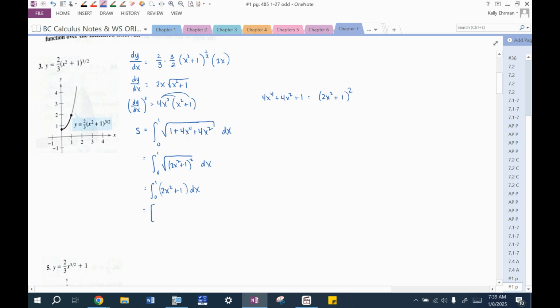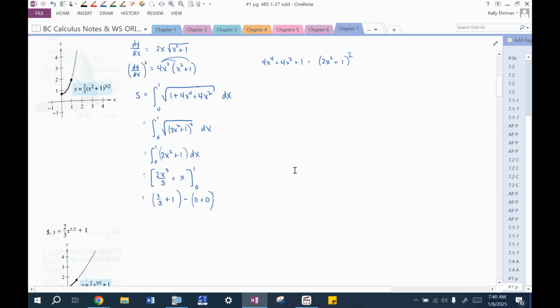So x squared becomes x to the third over 3. So 2x to the third over 3. 1 becomes plus x. Evaluate from 0 to 1. And so that is going to be, if I plug 1 in, I get 2/3 plus 1. Minus, if I plug 0 in, I just like to consider that in case there's a non-zero term. So 2/3 plus 1 is 5/3. If you did this on your calculator, it would be approximately 1.667. So same idea.